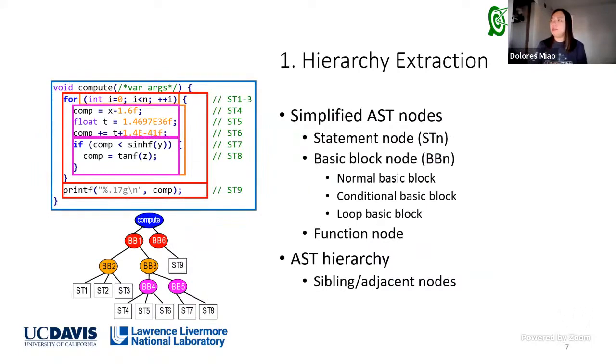First, we talk about the hierarchy extraction module. It traverses through the program source code and generates this AST, grouping statements and basic blocks into a hierarchy. All the statement, basic block, and function nodes are organized into a tree, which also keeps track of sibling and adjacency relationships between nodes. For example, basic blocks 4 and 5 are sibling nodes, and they are also adjacent nodes, and this will be useful later on.